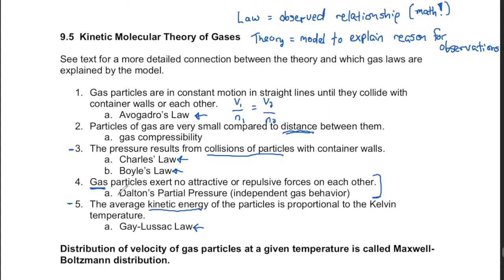So this explains Dalton's partial pressure. It doesn't matter which gases are mixed together, their pressures just add no matter what. It also helps to explain the ideal gas law, where all of these gases behave in the same mathematical way, independent of their identity. These are just some ways that the kinetic molecular theory of gases agrees with and helps to explain the laws that we've already talked about.